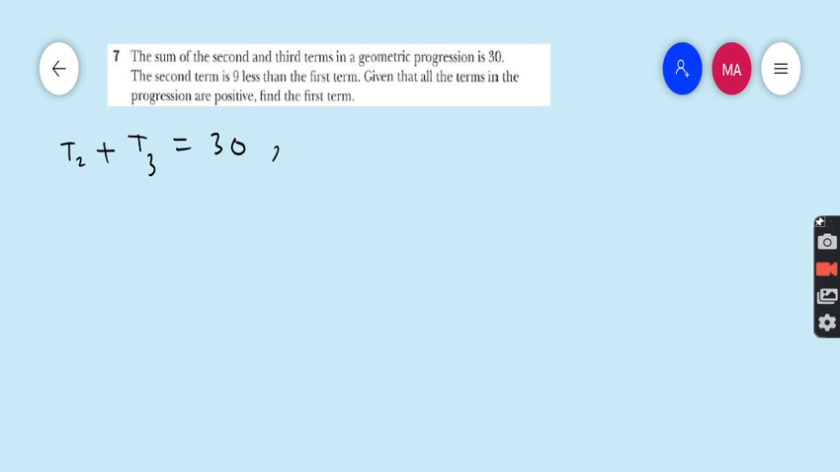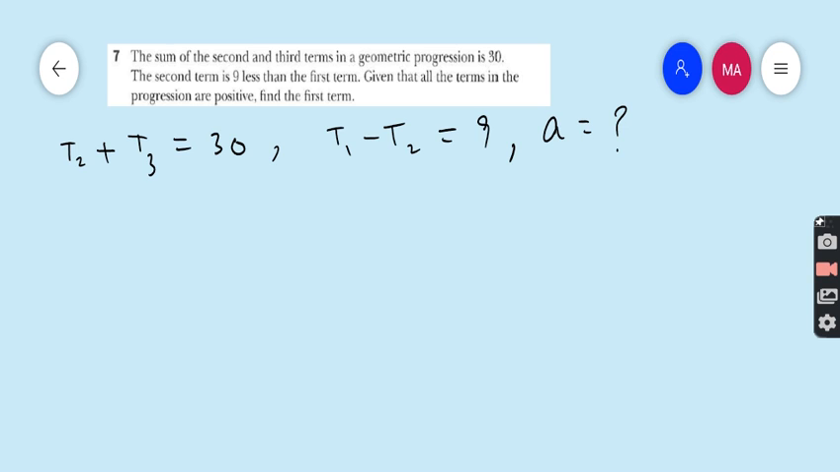So you can write T1 minus T2 is equal to 9. Given that all the terms in the progression are positive, it means no negative term in the sequence. Find the first term. That is, we have to find A.